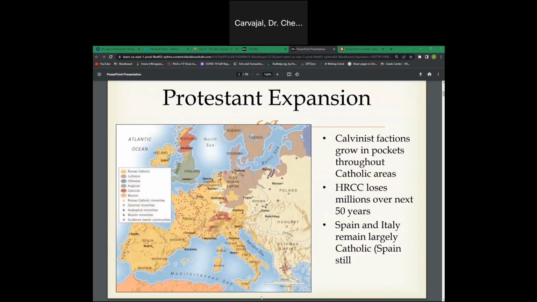So the Holy Roman Catholic Church holds sway over all of Spain and Portugal, over in that peninsula, all of Italy, with tiny baby pockets more towards the north of other stuff, mostly Calvinist. The red is Calvinism. So Calvin actually was from Scotland. So there's this, you know, Scotland is almost entirely Calvinist. And there are still pockets of other kinds.